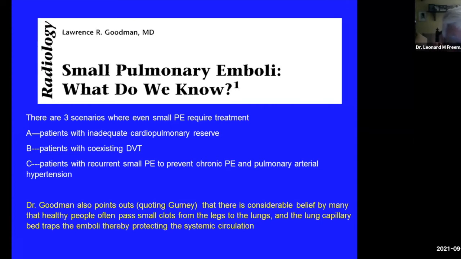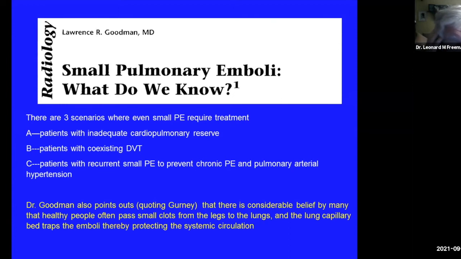The point is that there's strong belief and some proof to some extent that all of us every day pass pulmonary emboli, okay? And the small ones, the pulmonary capillary beds have a property that other capillary beds in the body do not have. They have fibrinolytic activity. They basically can trap these clots and lyse them. So basically, we all pass clots every day, and they don't need to be anticoagulated.